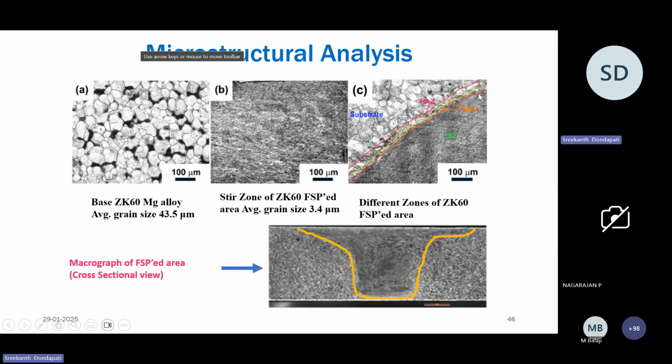Okay, and this is the junction between the FSP area and this is the base. And in between, you can clearly see that this is the stir zone, and here is the thermomechanical affected zone, and this is the heat affected zone. We can see the three zones very clearly here.